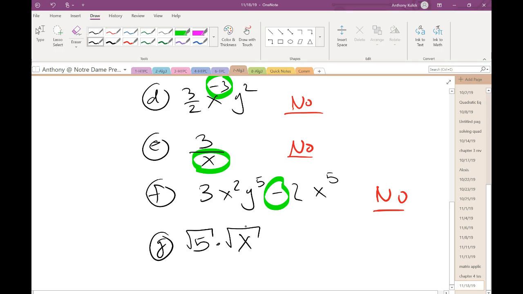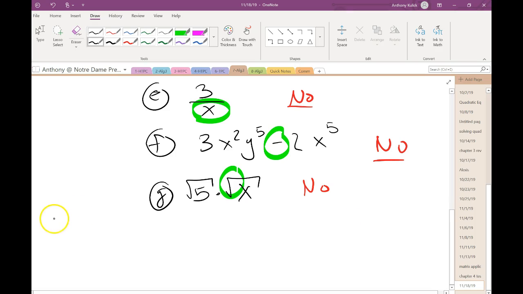What about this? Not a monomial. Why not? Yeah. So the square root on the x. The square root on the 5 is fine. The square root on the x is not okay. What do you guys think? Do you think we got a handle on what's monomial and what's not? Yeah? Okay.